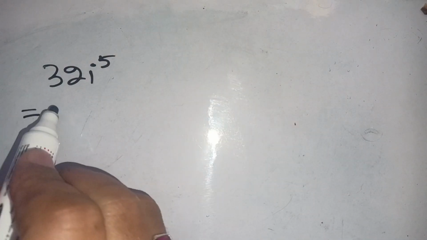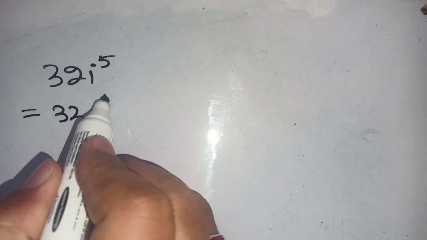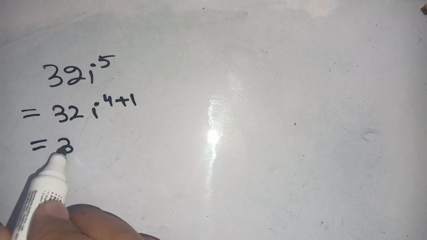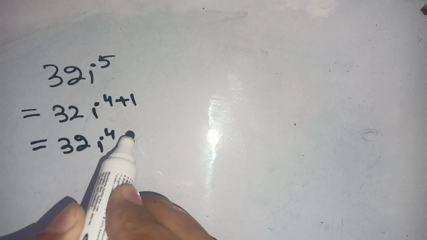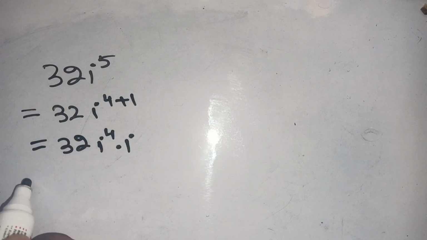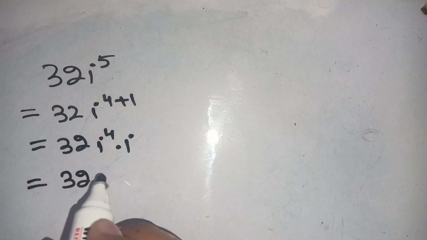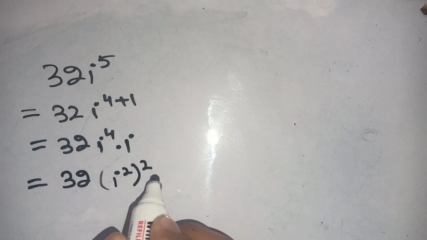Now our next step will become 32 and iota power 5. It can be written as iota power (4 plus 1). Now it is equal to 32 times iota power 4 times iota. Now it is equal to 32 and iota power 4, which can be written as (iota power 2) whole power 2 times iota.